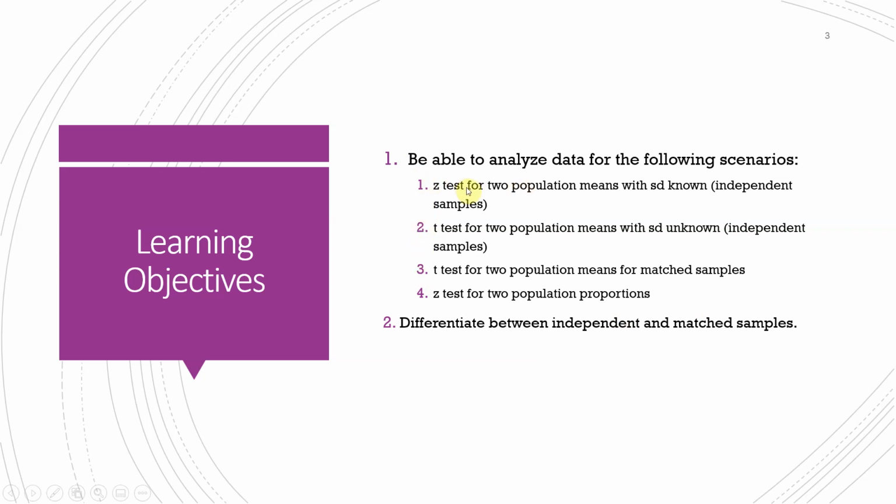We're going to focus on the first 3. A z-test for two population means with standard deviation known for independent samples. When we know the standard deviation, we know we're using a z-test. Second scenario, two populations, looking at means with standard deviation unknown. If it's unknown, we know we're using the t-distribution, so we're using a t-test, again for independent samples. And then the third scenario would be when we have matched samples. In this case, again, we're going to use the t-distribution. Those are the three that we're going to focus on how to do in Excel.